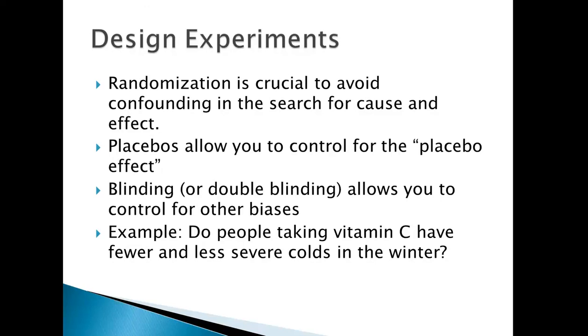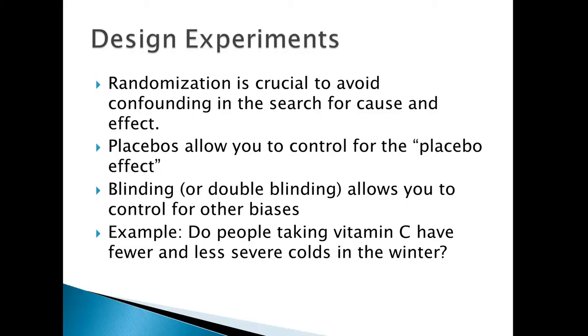So when you design experiments, randomization is crucial to avoid confounding the search for cause and effect. Placebos allow you to control for the well-known placebo effect, where people who think they're being treated have a response, even if the treatment is a sugar pill. Blinding or double blinding allows you to control for other biases. So blinding means that people don't know whether they're in the treatment group or the control group, and double blinding means the researcher doesn't know who's in the treatment group and the control group.